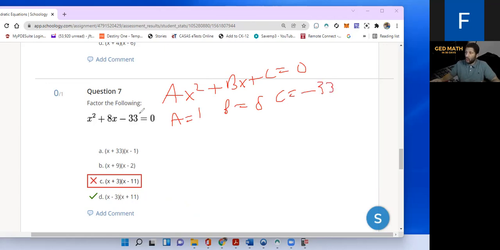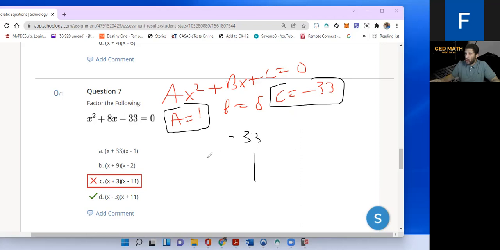So what we want to do is factor c. When a is 1, we factor c. Find the factor pairs. So 1 times negative 33, 3 times negative 11. There's only 2 factor pairs for 33: negative 1 and 33, and then negative 3 and 11.